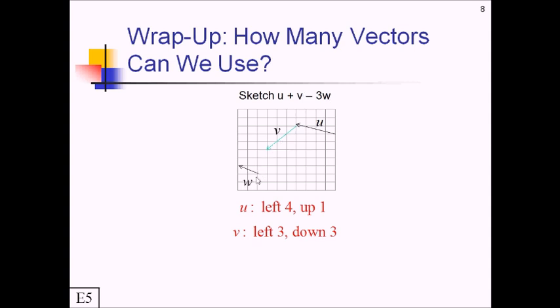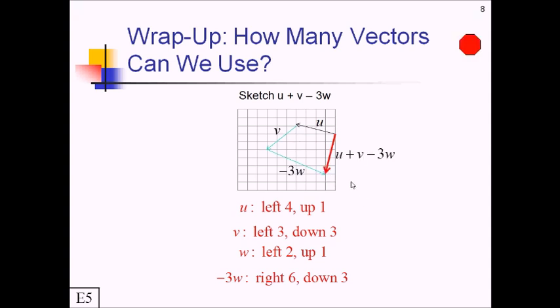w normally goes left 2 and up 1. But we're doing negative 3w, so I'm going to multiply each of these by a negative 3. This will now be right 6 and down 3. So we're going from here, right 6, that's over here, down 3 is here. So that's where our next vector is. And now the resultant, that's going to be from the beginning of this whole mess to the end, like so.